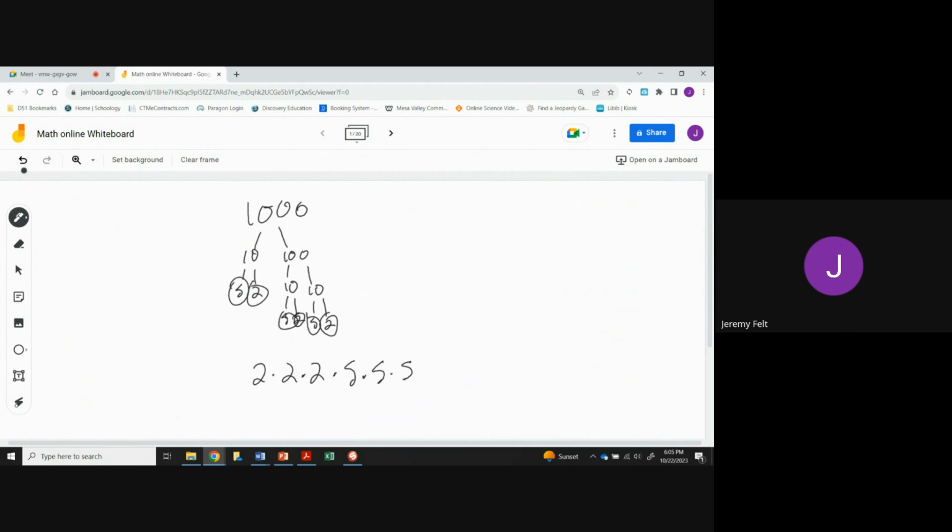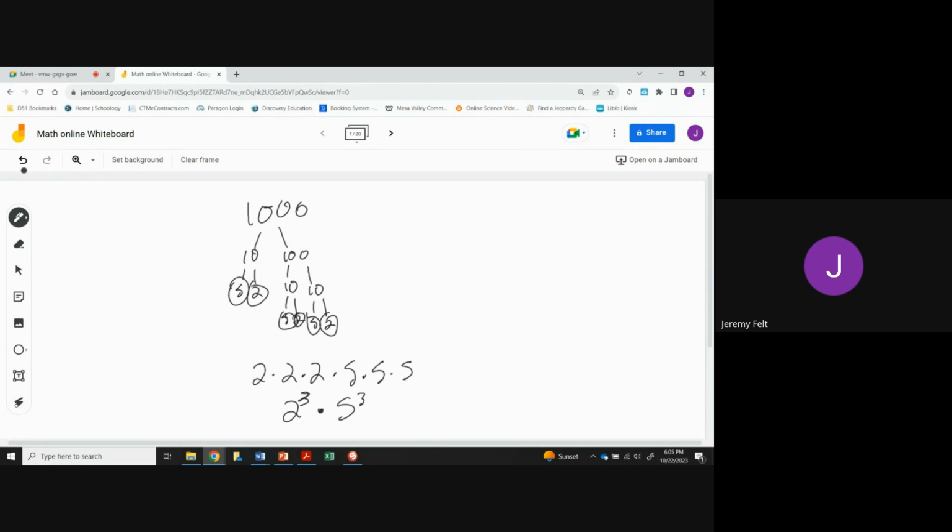Okay, and then how can I use exponents to rewrite this? Well, 2 times 2 times 2, I know is 2 to the power of 3. I have 1, 2, 3. And 5 to the power of 3, because I have 1, 2, 3. And then again, well, I mean, there's no way this equals 1,000, does it?